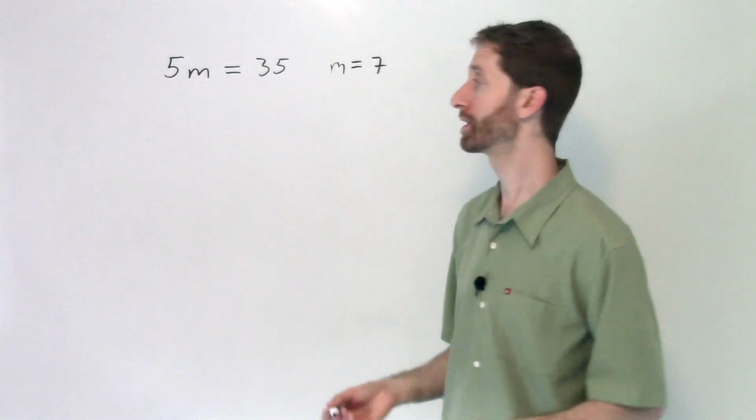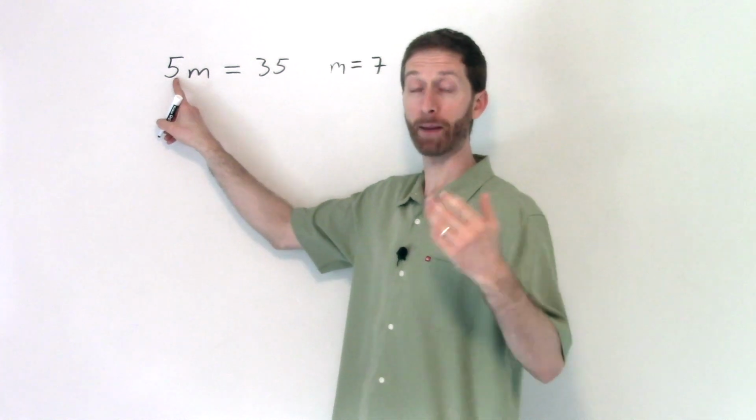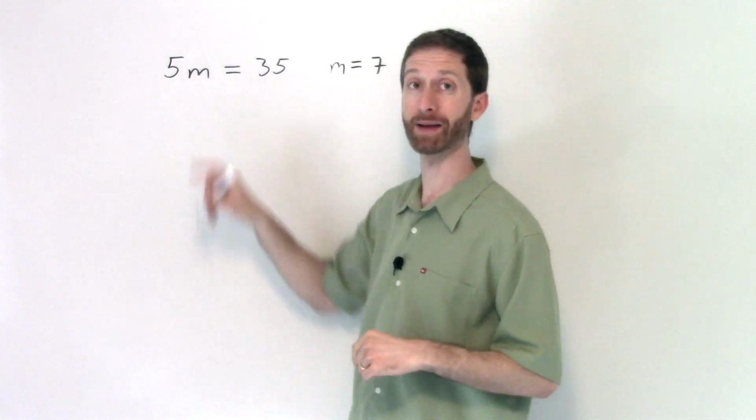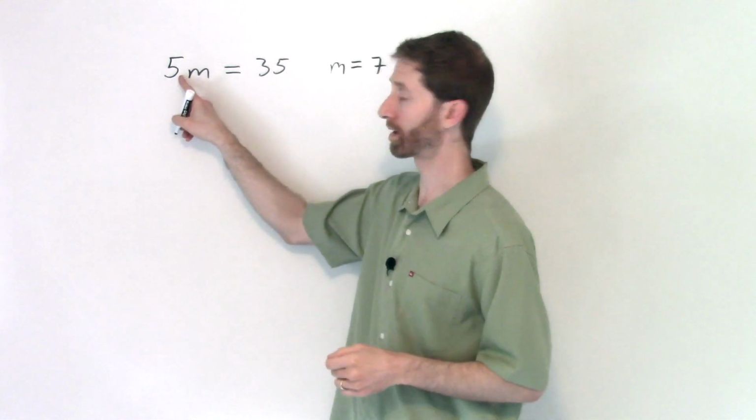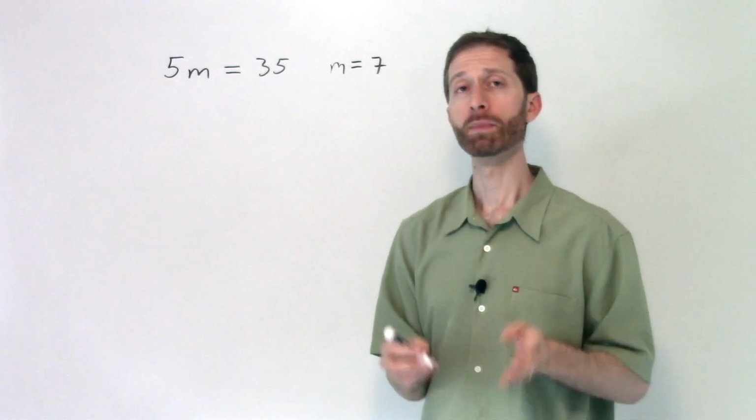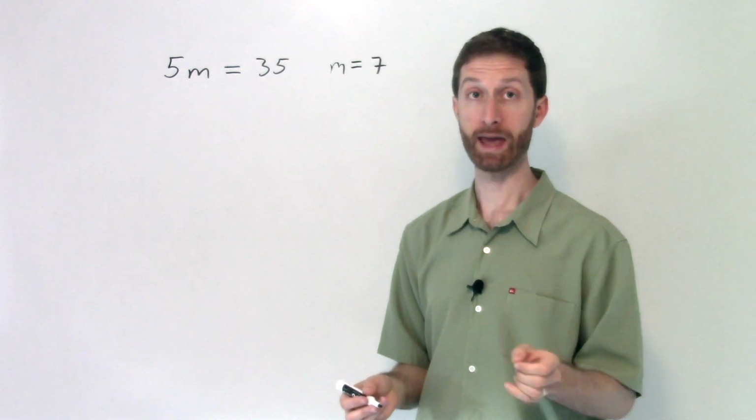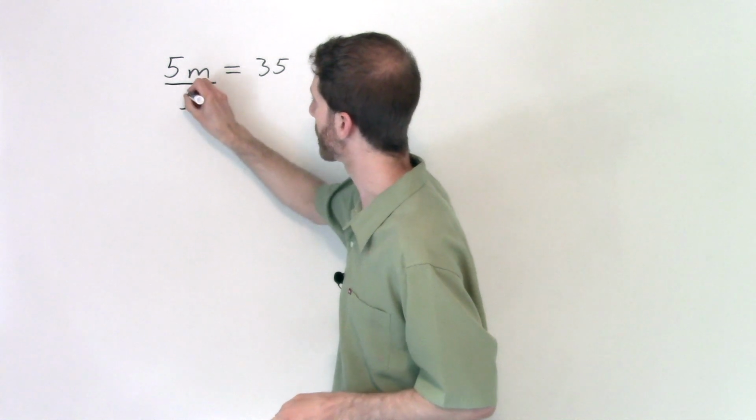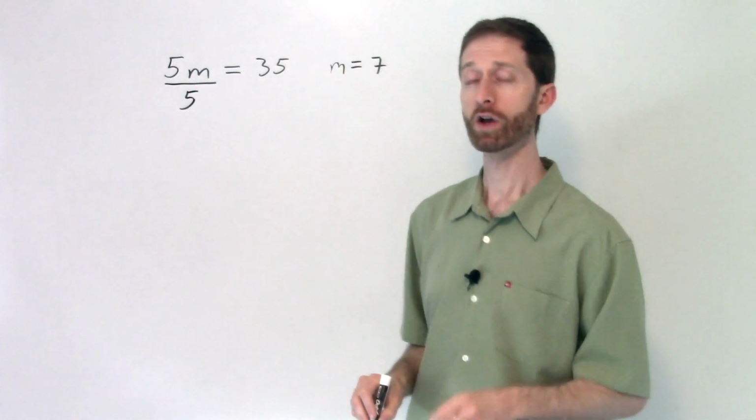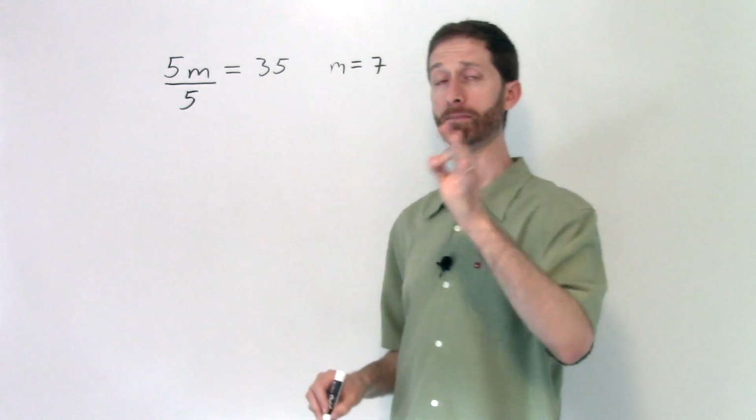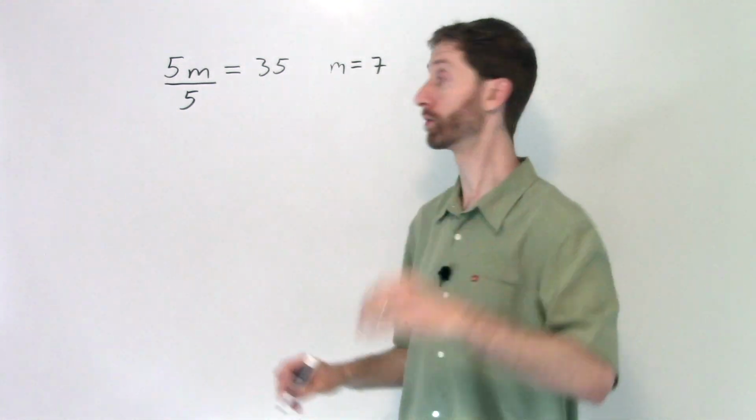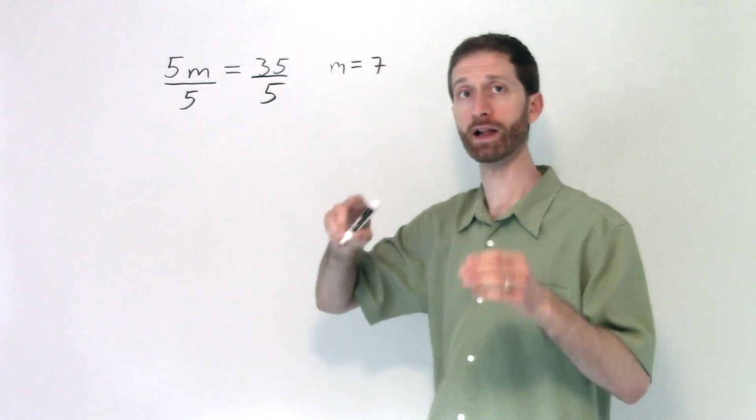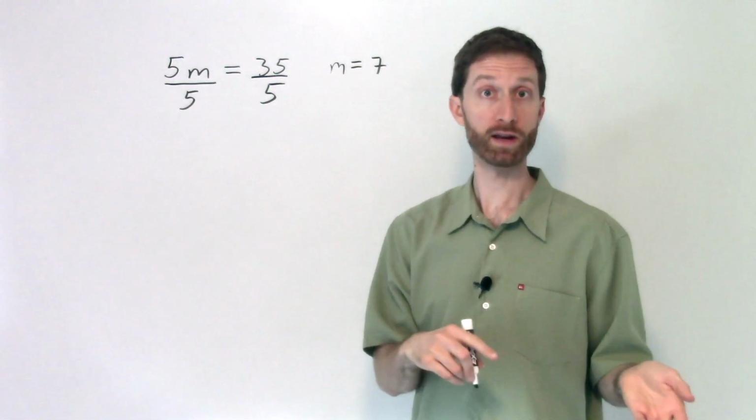The way I like to think of it is what undoes the operation that is being done to m? Well, currently it's 5 times m, and I realize it might not look like that because it's a 5 right next to the m, but that is another way of saying 5 times m. So how do we undo multiplication? That would be with division, and I'm going to use the fraction bar notation there. Whatever I do to one side of an equation, I must do to the other to keep the equation true. So I'm automatically going to do this. I don't do any operation on the left-hand side until I've done the same operation to the right-hand side.